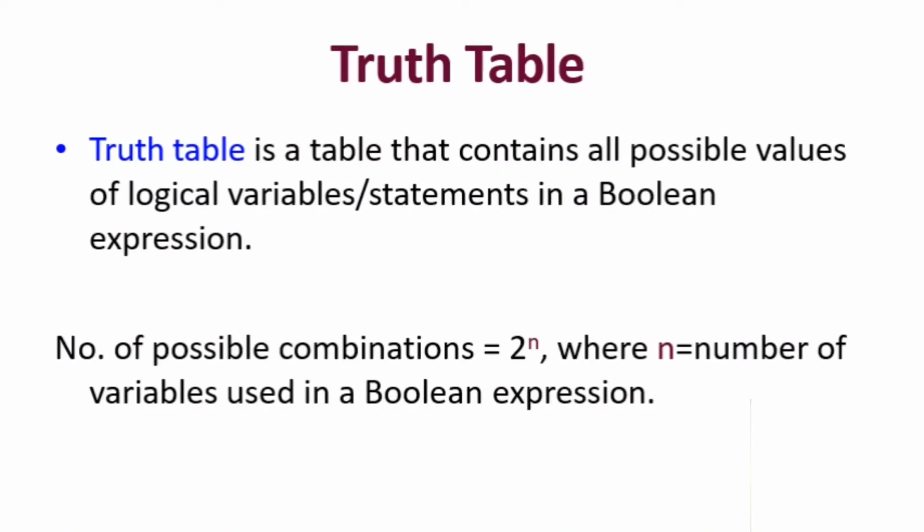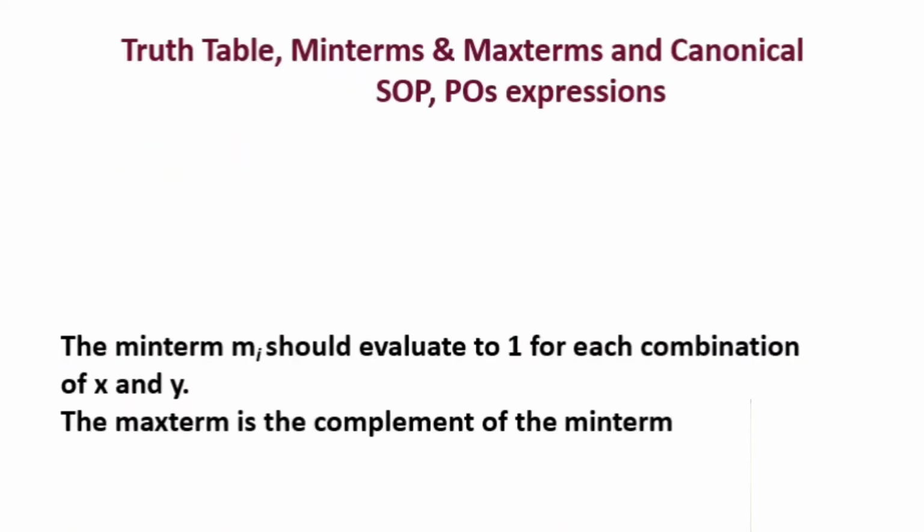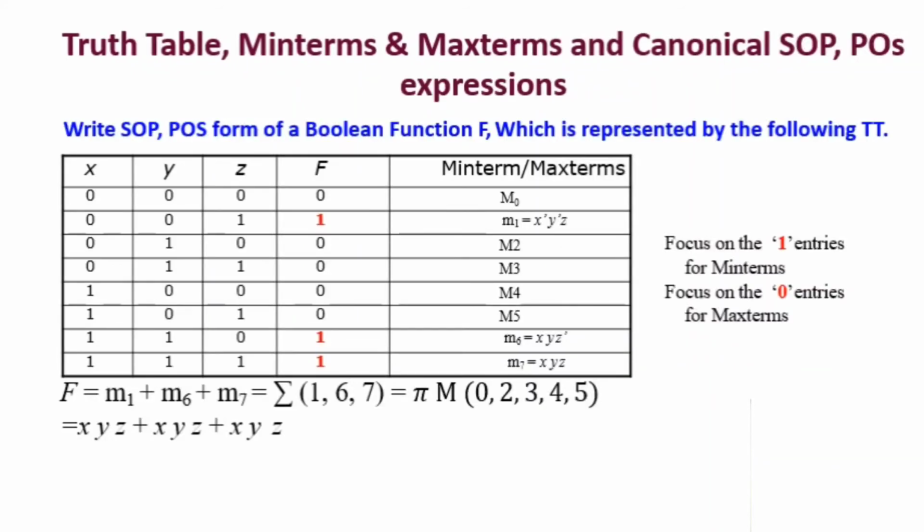So we will be getting more clarity about this if we go for the truth table, minterm, maxterm, and canonical SOP and POS expressions. Minterm mi should evaluate to 1. That means in a truth table the outputs which are high will relate to minterms for each combination of x and y, and the maxterm is the complement of the minterm. That means the truth table rows where the outputs are 0. So let's check this truth table and relate it with the rest of the things.